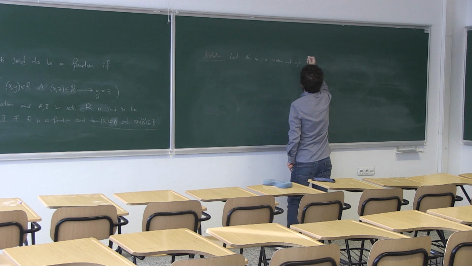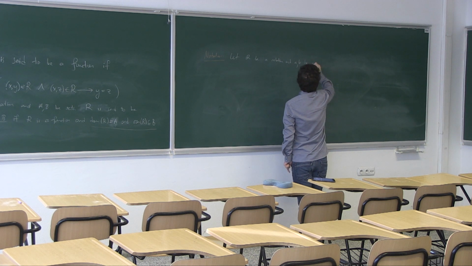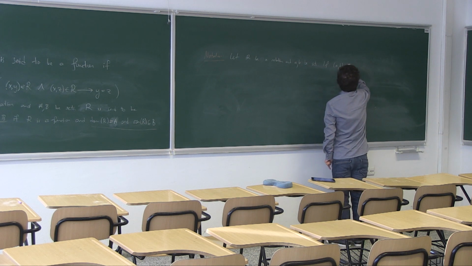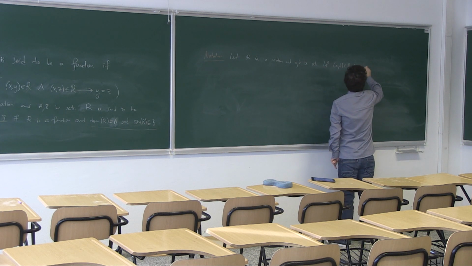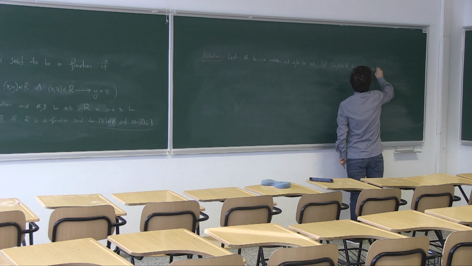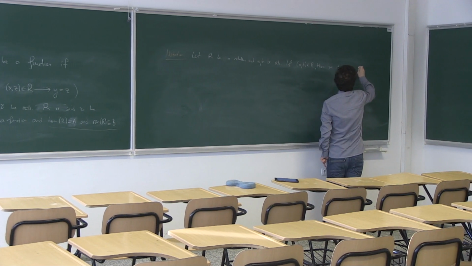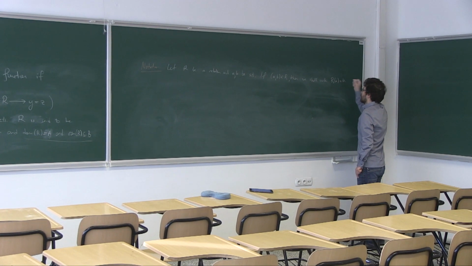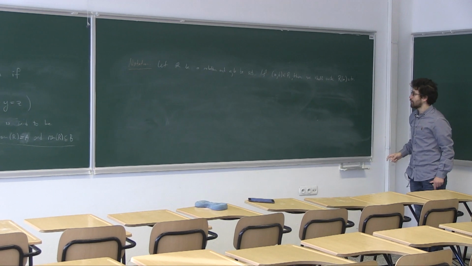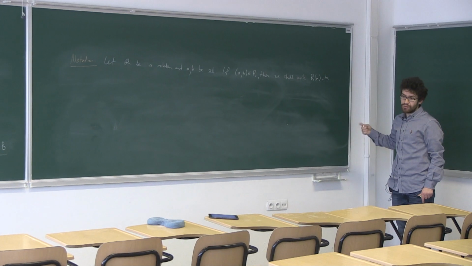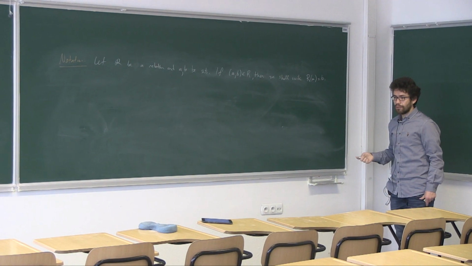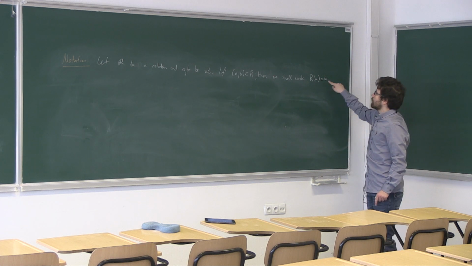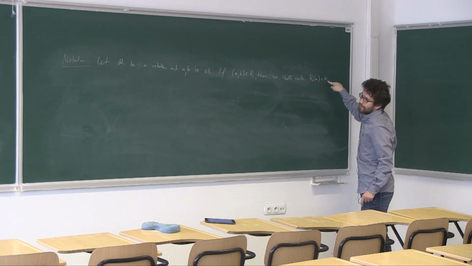Let's say that R is a relation and A, B sets. If R relates A to B, then we shall write R of A equals B, okay? We're going to use the usual function notation that you know, but we are actually using it for relations in general, okay? If A is related to B under R, then we write this.